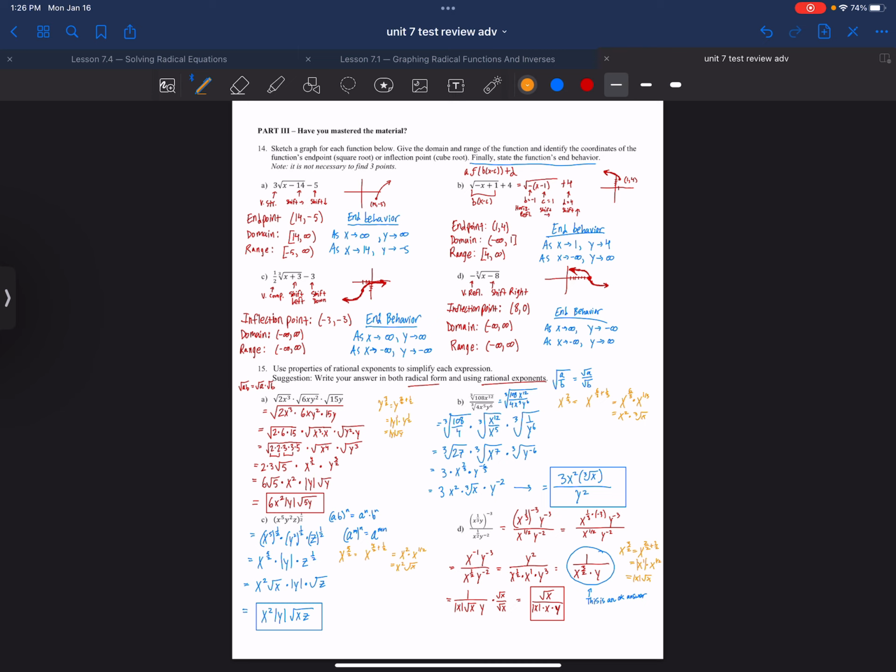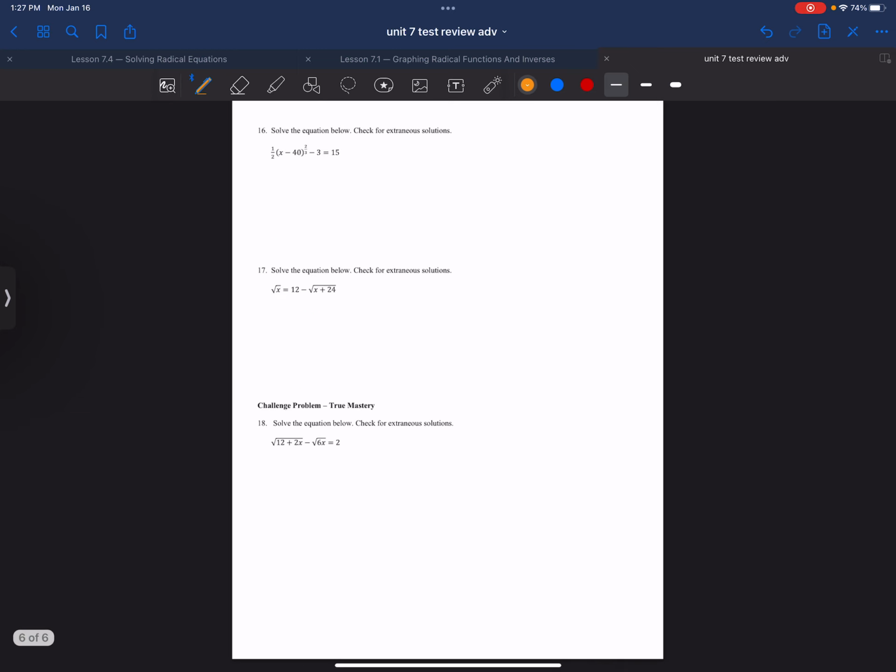A lot of times, these problems will say something like, assume x and y are positive, meaning you don't have to worry about the absolute value business, and that would make it look a little bit prettier without those absolute value signs. So sometimes we do that. We don't even want to deal with the negatives. We just want to look at the simplified expressions.